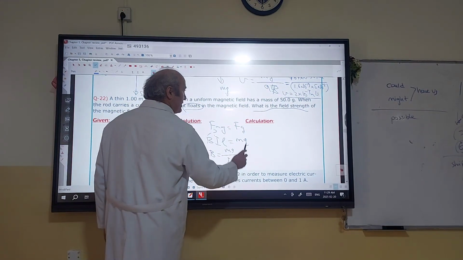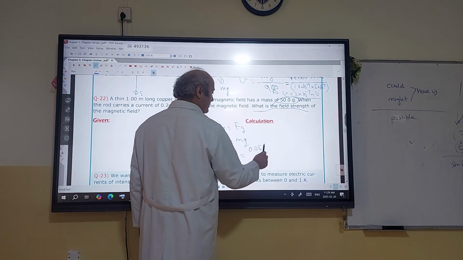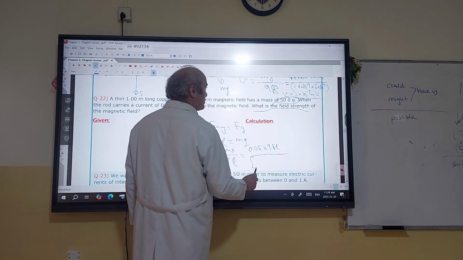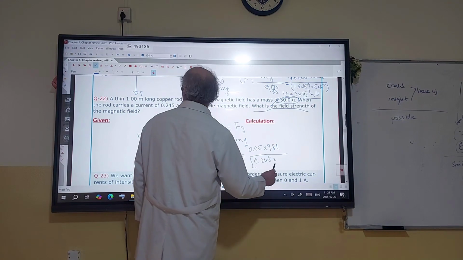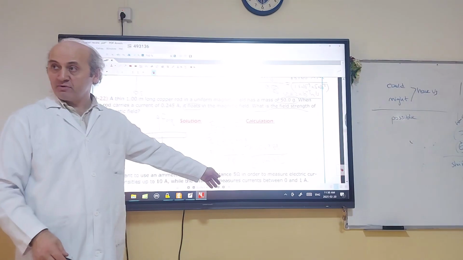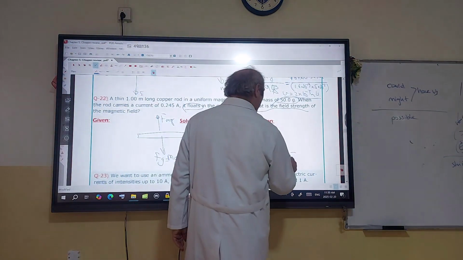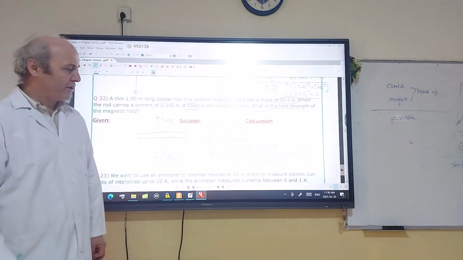Now let's write everything. M is given as 50 gram. Convert to kilogram, 0.05 kilogram times 9.81, divided by electric current, 0.245. Length is how much? 1. Yes, this question is repeated several times, 3 or minimum 2, maybe more than 2. The result is going to be 2 Tesla. As you see, this magnetic field is very strong at that location.